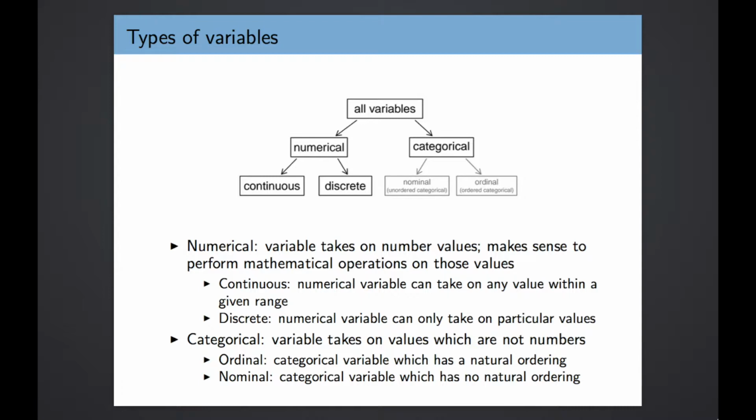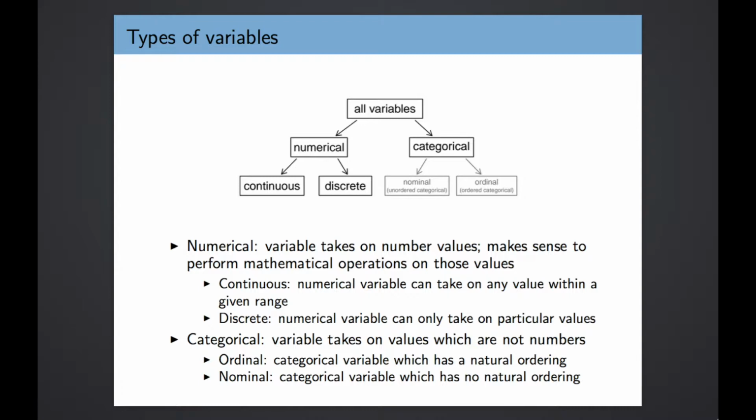So let's look at these in turn. A numerical variable is a variable that takes on number values, and it would make sense to perform mathematical operations on those number values. So for example, you can think about the variable of your annual salary. You can understand what it would mean to subtract from that number, to add to that number, to divide that number, or multiply that number. So that's a numerical value. It takes on number values, and we can understand that performing mathematical operations on those values would also give us meaningful results.